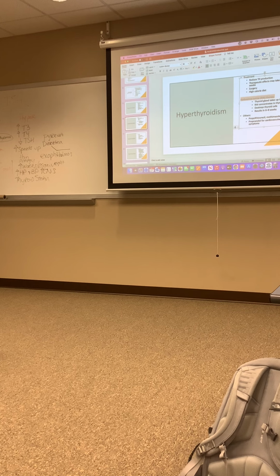These other two, I just want you to kind of know what they're for. So you might have a question that says, which of the following medications could treat hyperthyroidism? Where you're looking for just, is it for that problem?